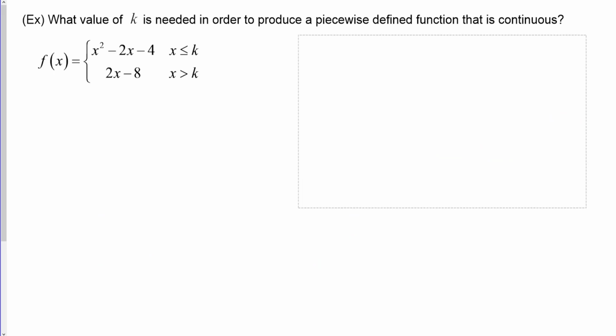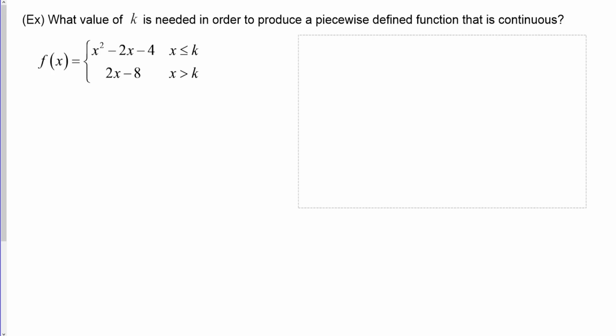Here's another example with a piecewise defined function. It asks us what value of k is needed in order to produce a piecewise defined function that is continuous. So this is kind of interesting. What we are doing with piecewise defined functions is we're making a boundary point where one function stops and the other function begins. And where we choose that boundary is going to make a difference as to whether we end up with a result that's continuous or not.